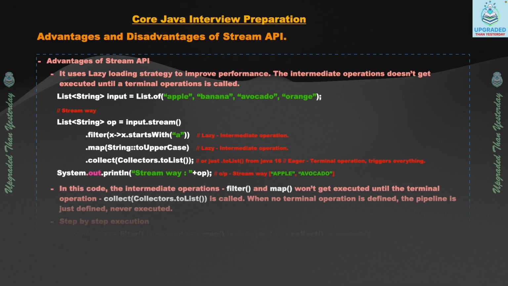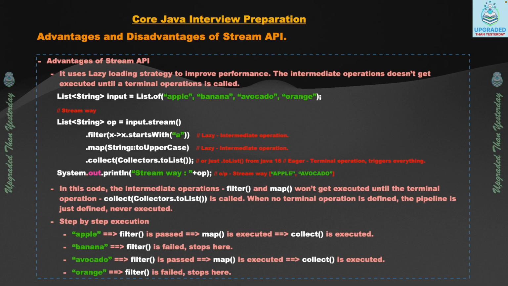This is how the Stream API helps to write cleaner and readable code. Next advantage, it uses lazy loading strategy to improve the performance of the stream.